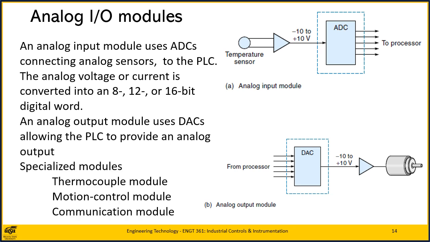Specialized modules that perform particular functions are available for many PLCs. Examples include a thermocouple module, which interfaces a thermocouple to the PLC. A motion control module runs independently to control multi-axis motion in a device such as a robot. Or a communications module, which connects a PLC to a network.